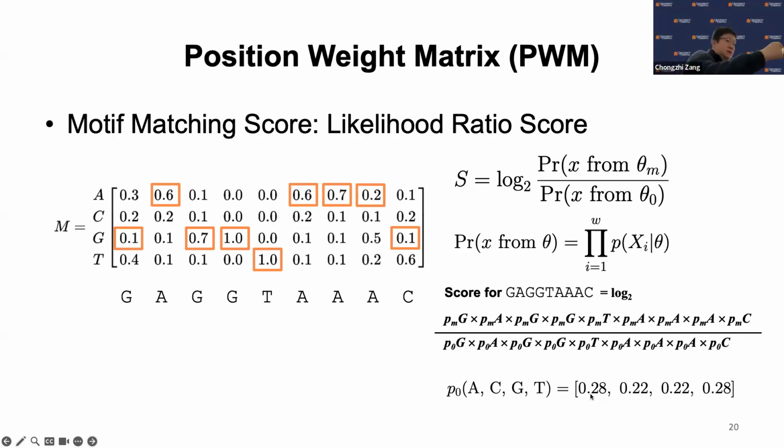And then the numerator is a little complicated, but still fairly straightforward. It's the probability of each nucleotide. What's the probability in the position weight matrix?